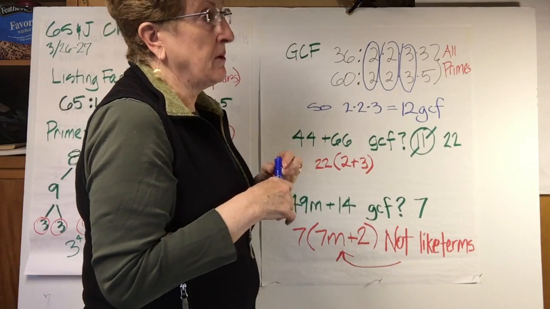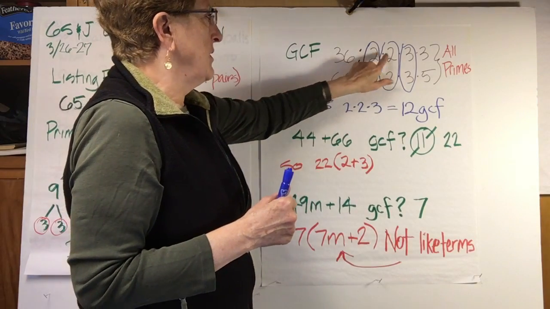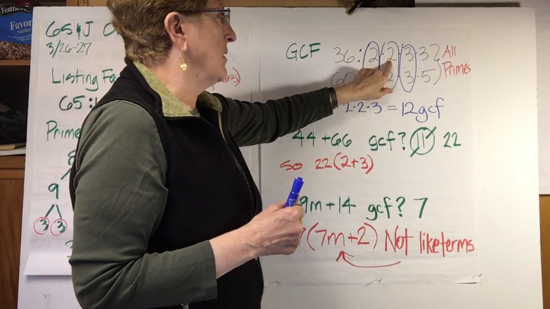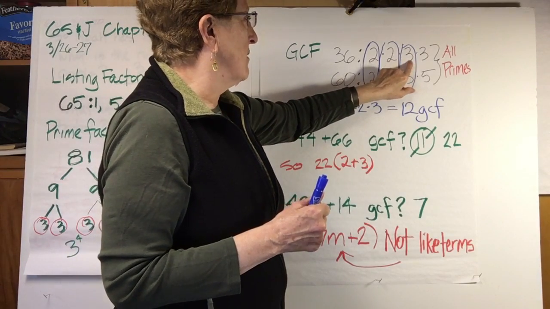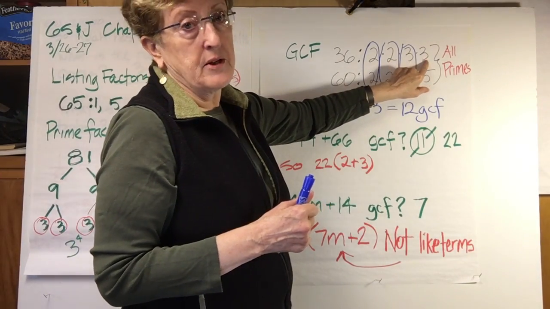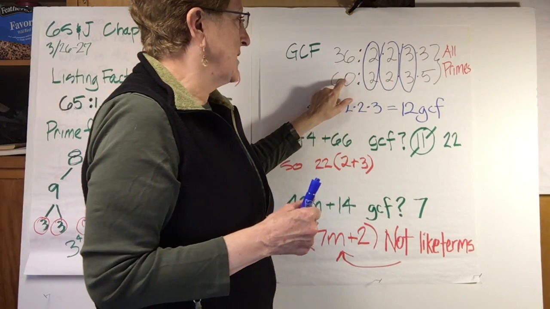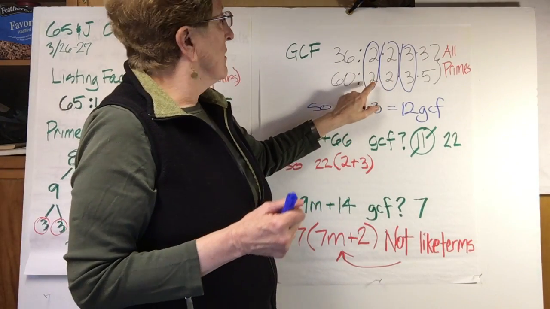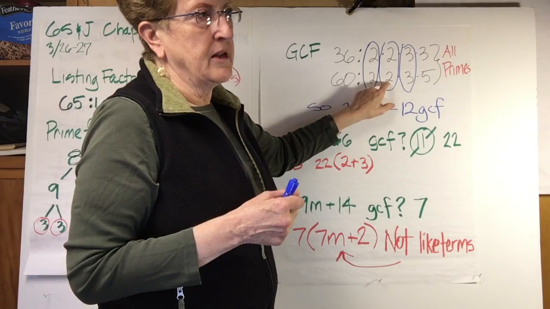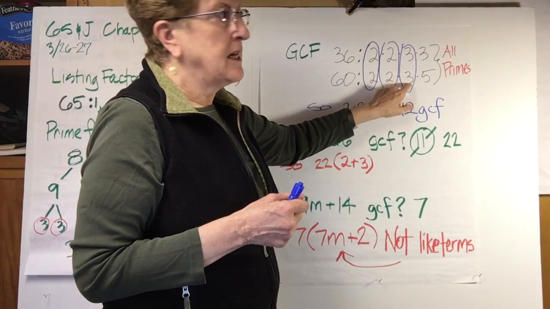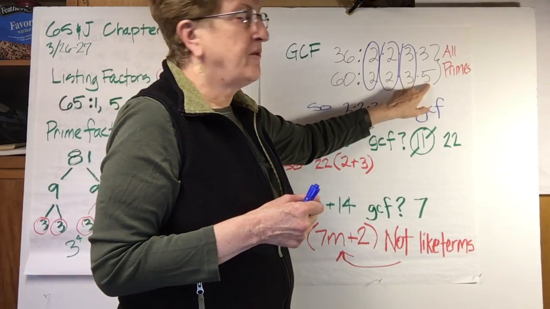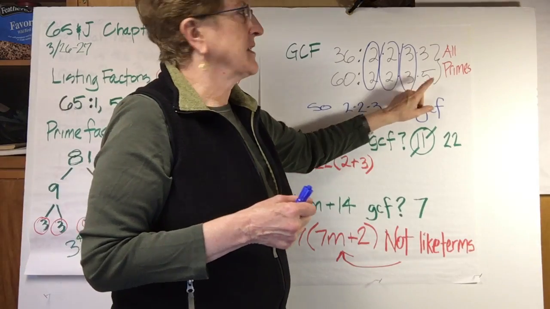36 is divisible by both 2 and 3. But 2 times 2 is 4, times 3 is 12, times 3 is 36. So here are my primes. 60, that was a little trickier. 2 times 2, again, is 4, times 3 is 12, times 5 is 60.